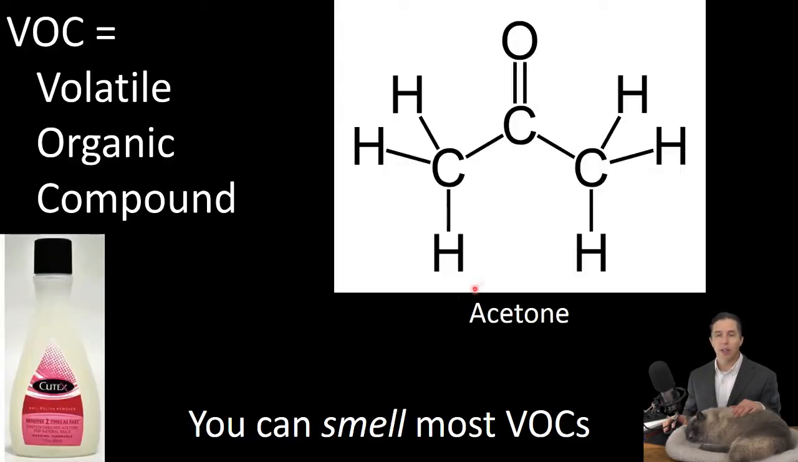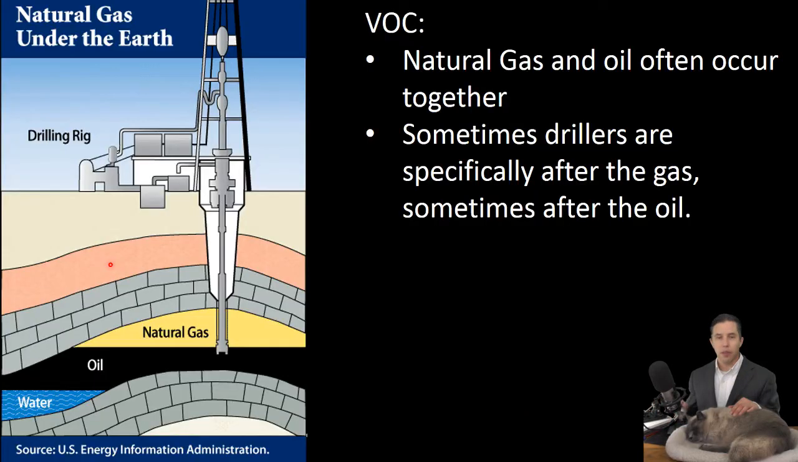Here's an example, acetone. This is what the chemical structure looks like. There's your carbon, so that's why it's called organic. And ladies, you know this as fingernail polish remover. You know when as soon as you remove the lid, super stinky, right? That's a VOC. Things like gasoline, paint, those are all VOCs, and usually you can smell them quite easily.